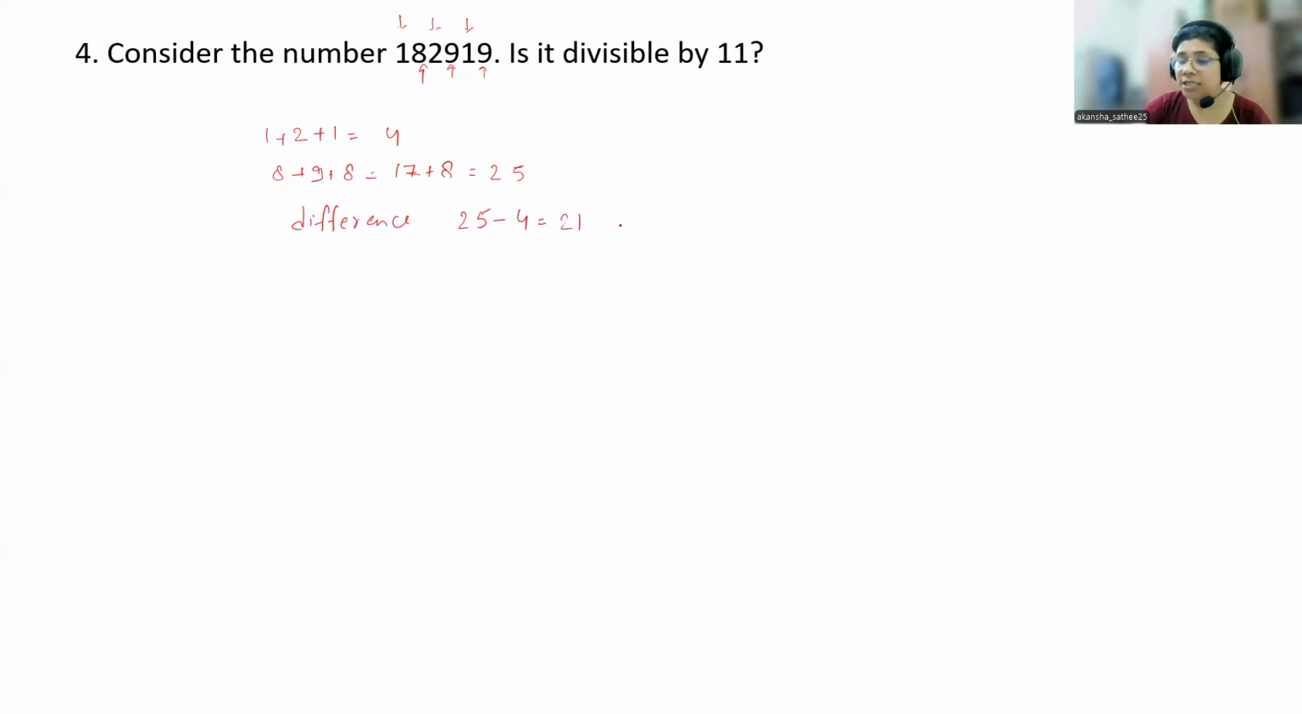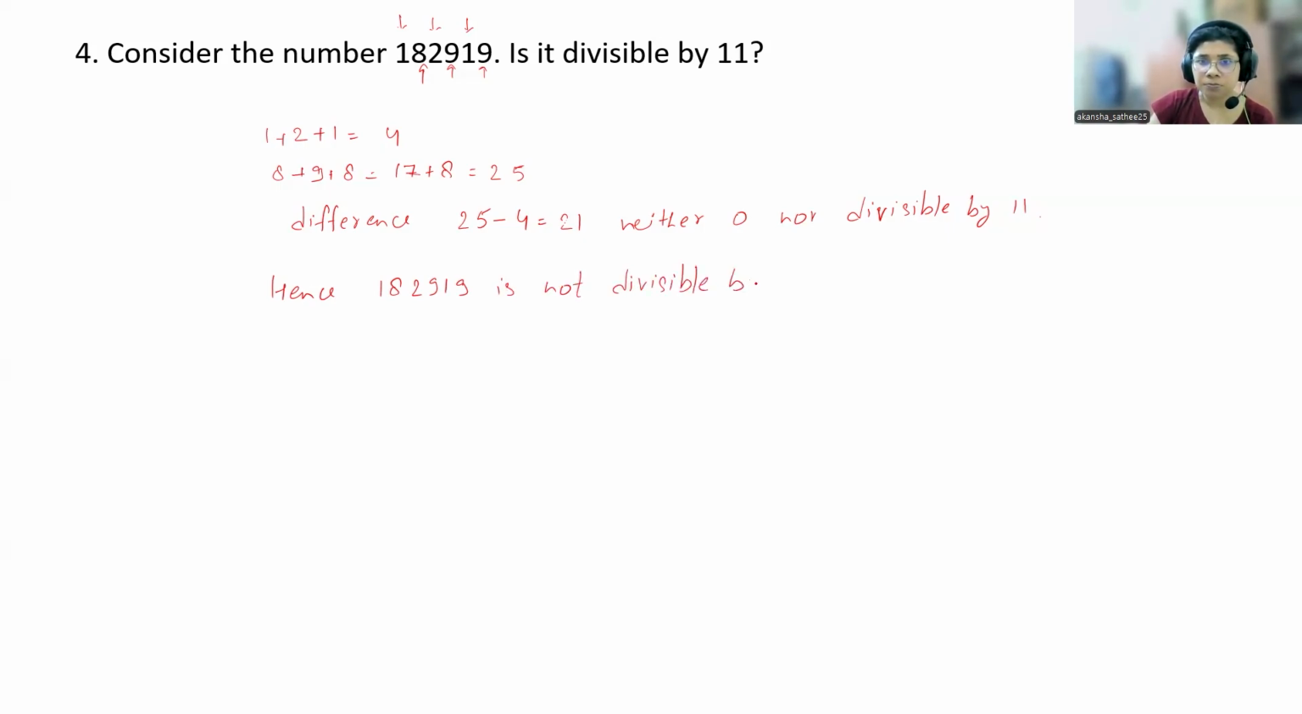And the difference is neither 0 nor divisible by 11. Hence, 182919 is not divisible by 11. Remember the rule? You have to add the digits at even places and the digits at odd places and take the difference. If the difference is either 0 or divisible by 11, that means the number is divisible by 11.